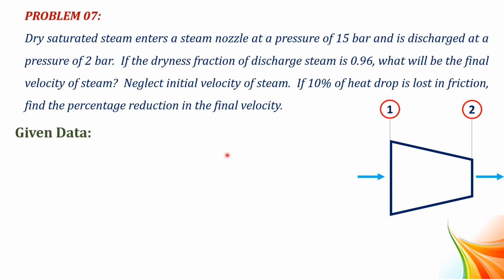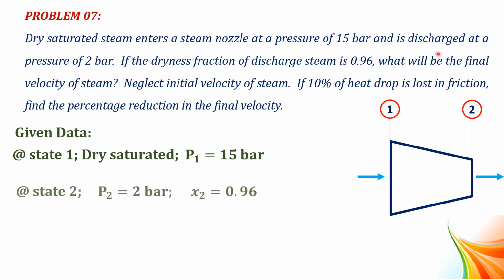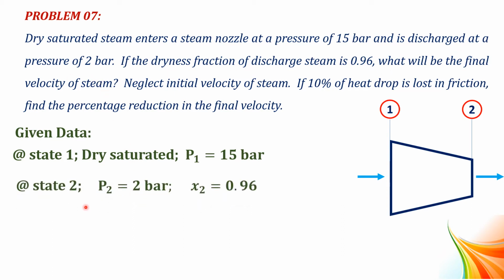Now we have to write the given data. Dry saturated steam enters a steam nozzle at a pressure of 15 bar. So at state 1 or inlet, the steam is dry saturated and the pressure P1 equal to 15 bar and is discharged at a pressure of 2 bar. So exit pressure P2 equal to 2 bar. If the dryness fraction of the steam is 0.96, so x2 equal to 0.96.